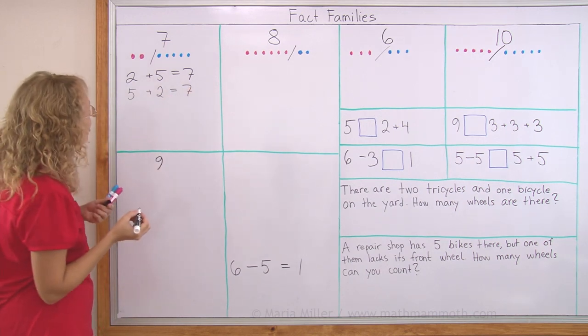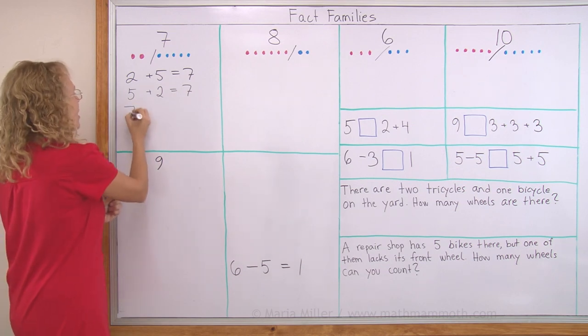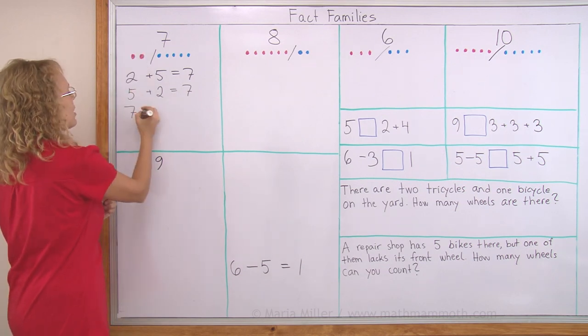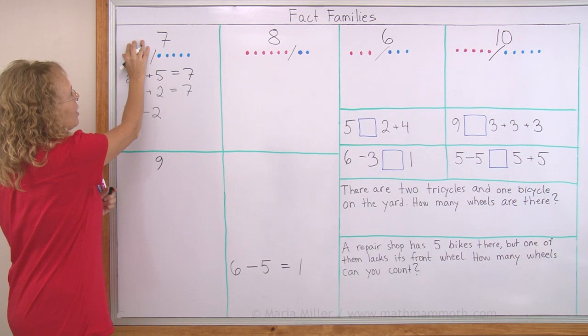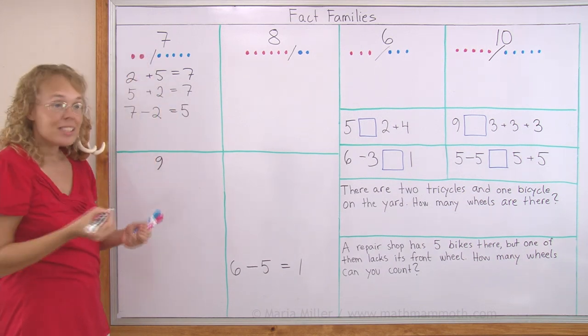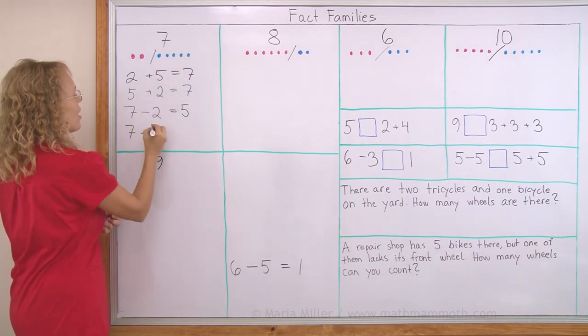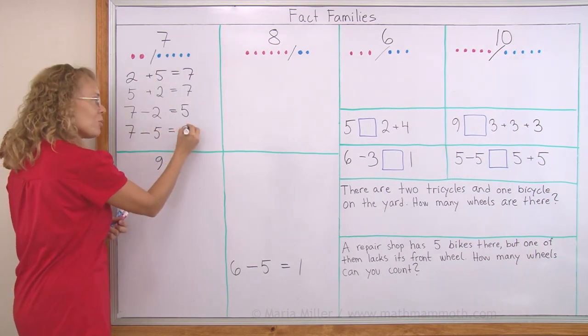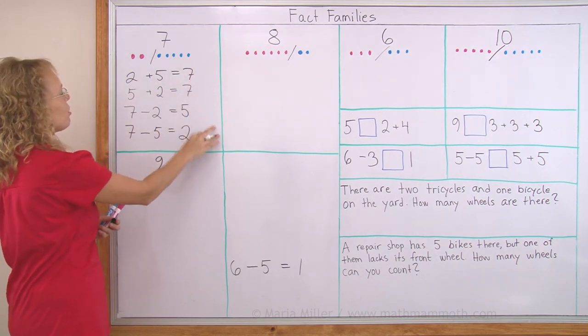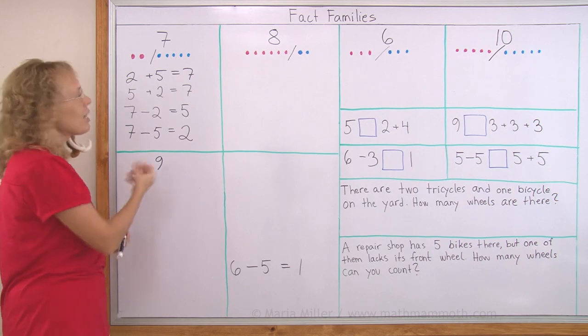And then the subtraction starts with the total. We have 7 in the beginning, and then if we take away these 2, we subtract 2, then what is left? 5 is left, and the last subtraction is 7 minus, if we take away these 5, then we will have 2 left. So these four equations form the family, a fact family.